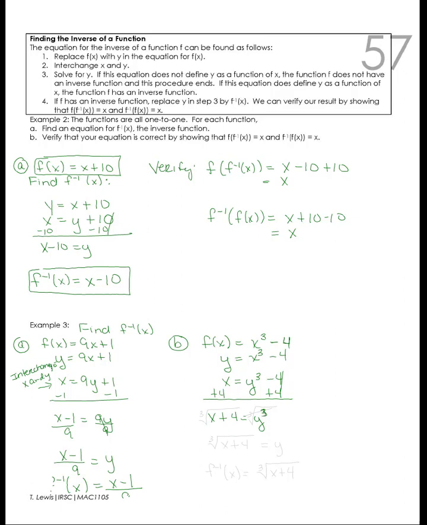And then how would we solve for y when we have a cube here? The cube root of both sides. The cube root of x plus 4 equals y. Therefore, its inverse. Now you're just replacing y with f inverse of x. There you go.